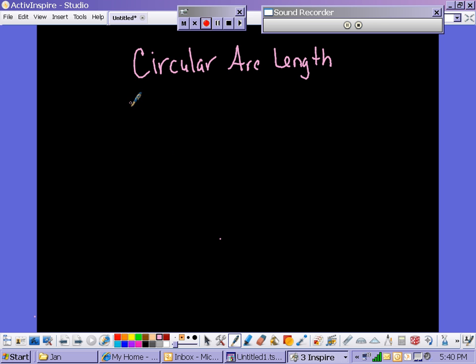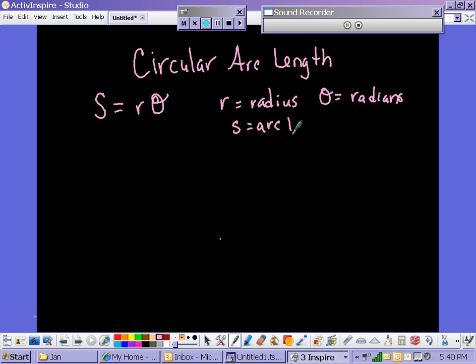So we have this formula: S equals R times theta, where R is the radius, theta is the measure of the angle, which is the central angle, and it's in radians. If it's in degrees, you must convert. And then S is our actual arc length.